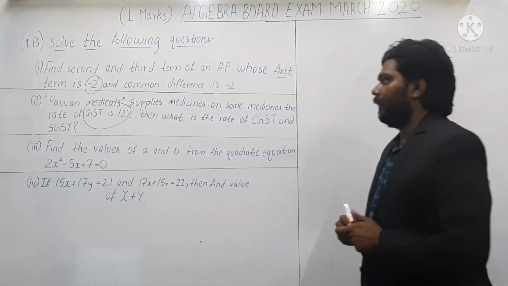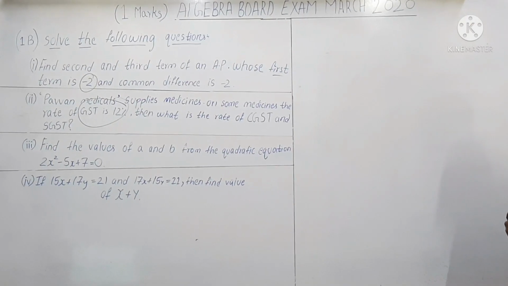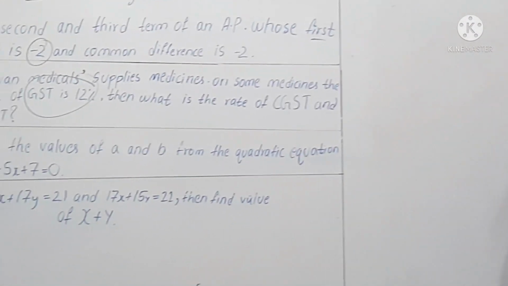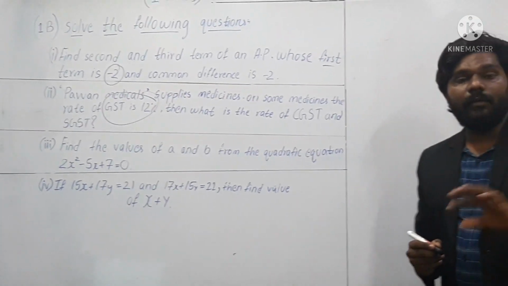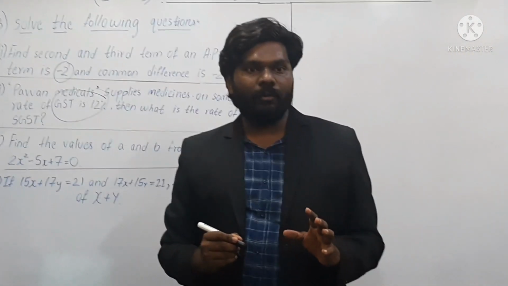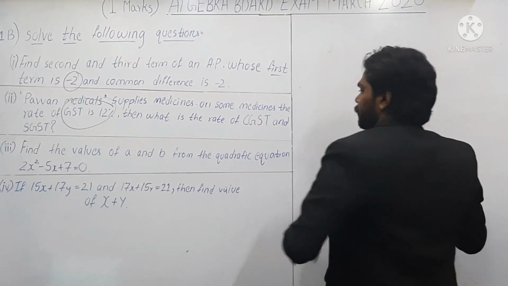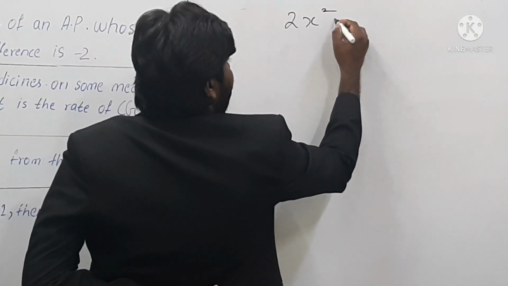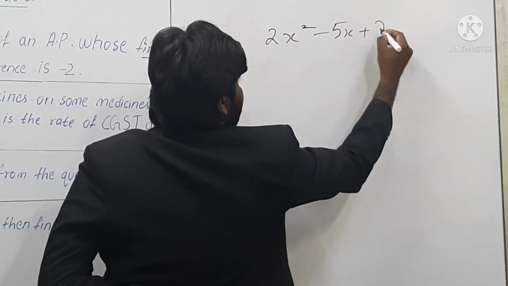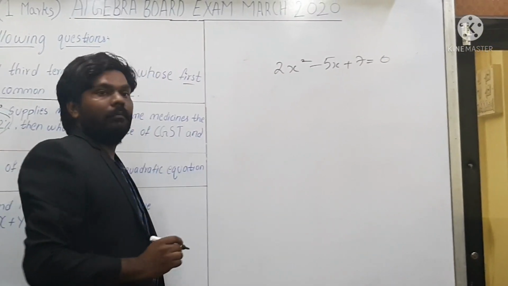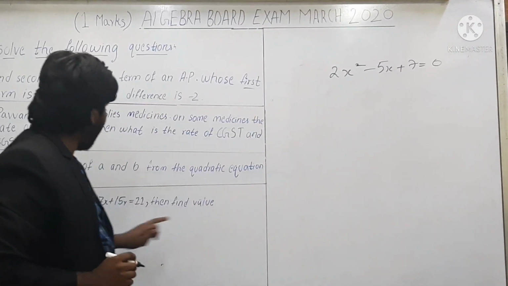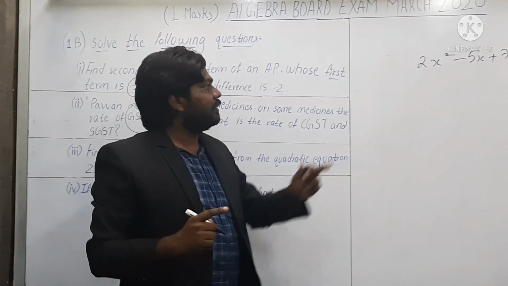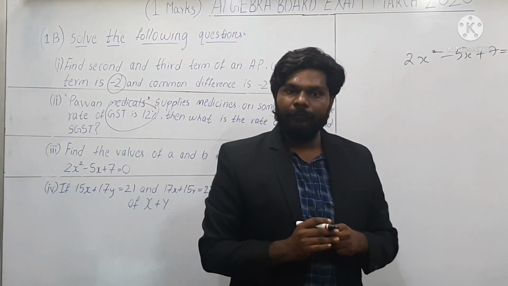Okay, next question. Find the value of A and B from the quadratic equation 2x square minus 5x plus 7 is equal to 0. Now this is a problem based on quadratic equation, okay? They have given us the quadratic equation, that is 2x square minus 5x plus 7 is equal to 0. This is my quadratic equation, and I need to find the values of A and B.